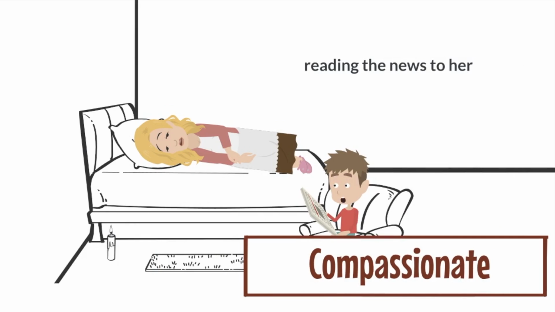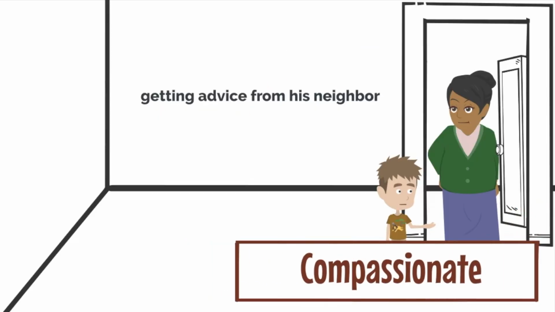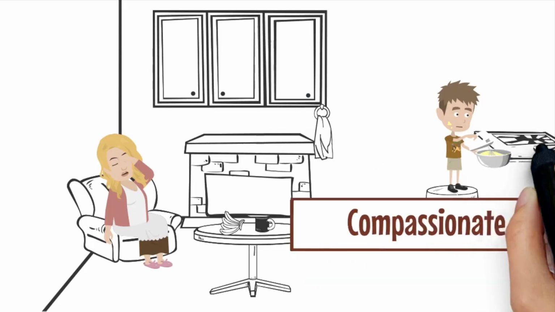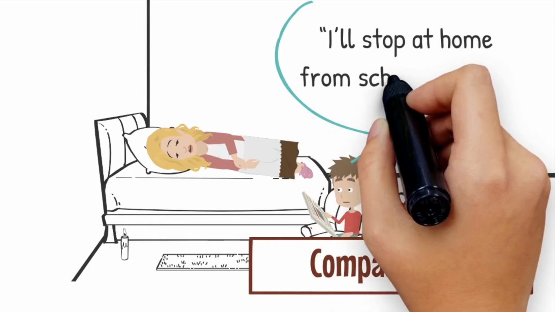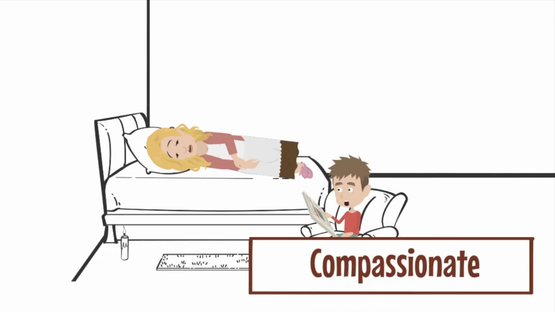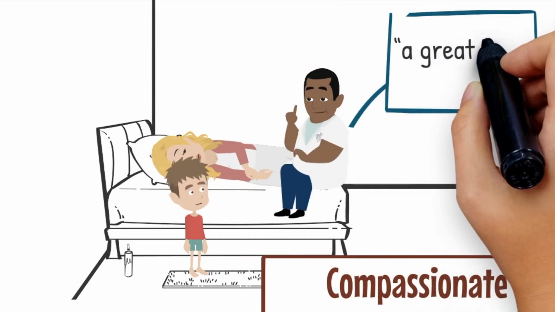So Fleury is just 10 years old, but he's trying to act like a full-grown man. And honestly, he really starts off strong. The moment he realizes his mom is sick, he steps up without hesitation. He lights the fire, he makes toast, and he says, "I'll stop at home from school and look after you." And I mean, that's not just sweet, that's selfless. Even his mother calls him as good as gold, and the doctor says he's a great little fellow.